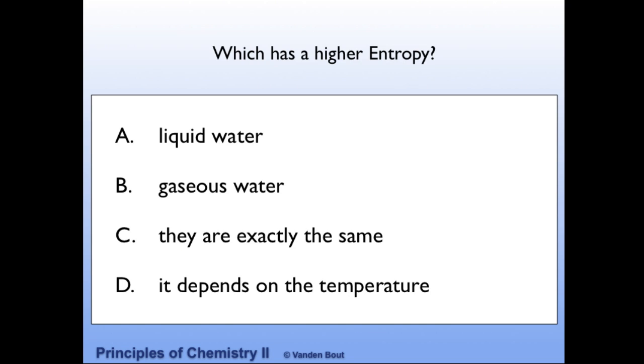So now let's think about the same change and the same comparison between liquid water and gaseous water, but now look at the entropy, not the enthalpy. So which has a higher entropy? The liquid, the gas, they're exactly the same, or it depends on the temperature. So now if you remember anything about entropy of substances, you know that it's got to be the gaseous water that has higher entropy. And that's because gases have higher entropy than liquids, have higher entropy than solids.